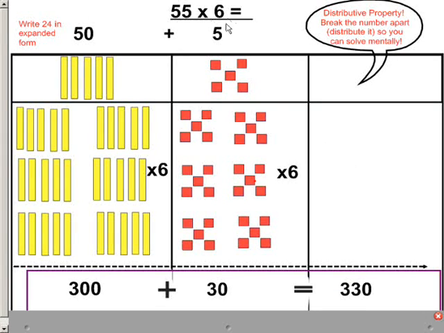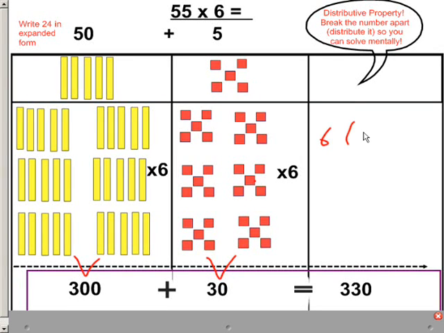6 times 55. I'm going to write 55 in expanded form, which is 50 plus 5. Here's our 5 groups of 10, or 50. We're going to do 6 groups of that. 50, 100, 150, 200, 250, 300. So that's equal to 300. I had 5 ones, and I have 6 groups of my 5 ones. 6 times 5 is going to be 30. I pulled it apart up here, so I'm going to add it back together, and my total is 330.